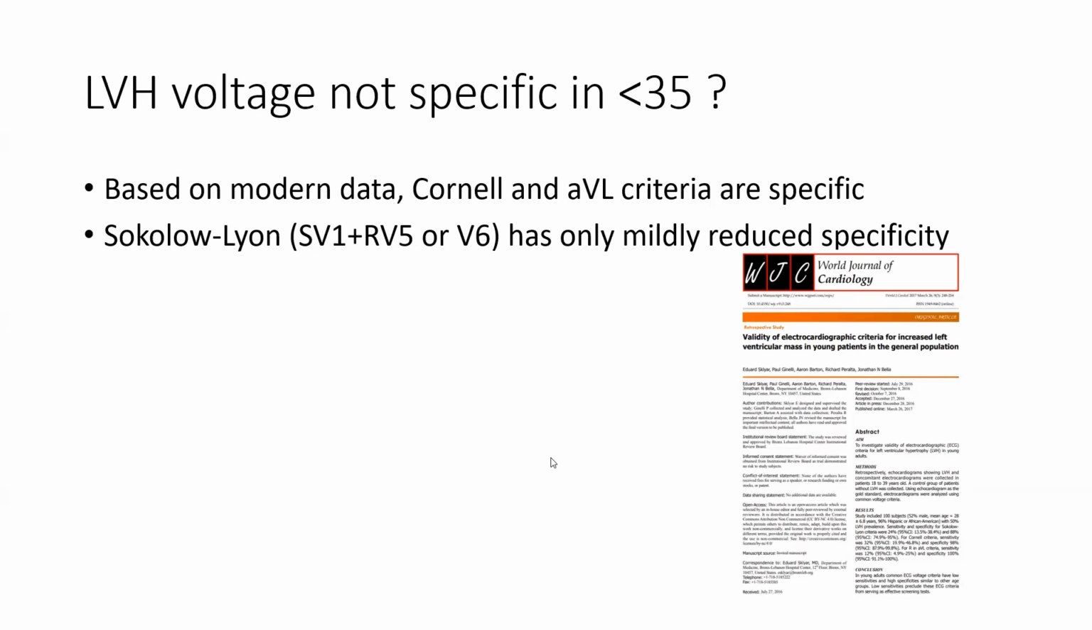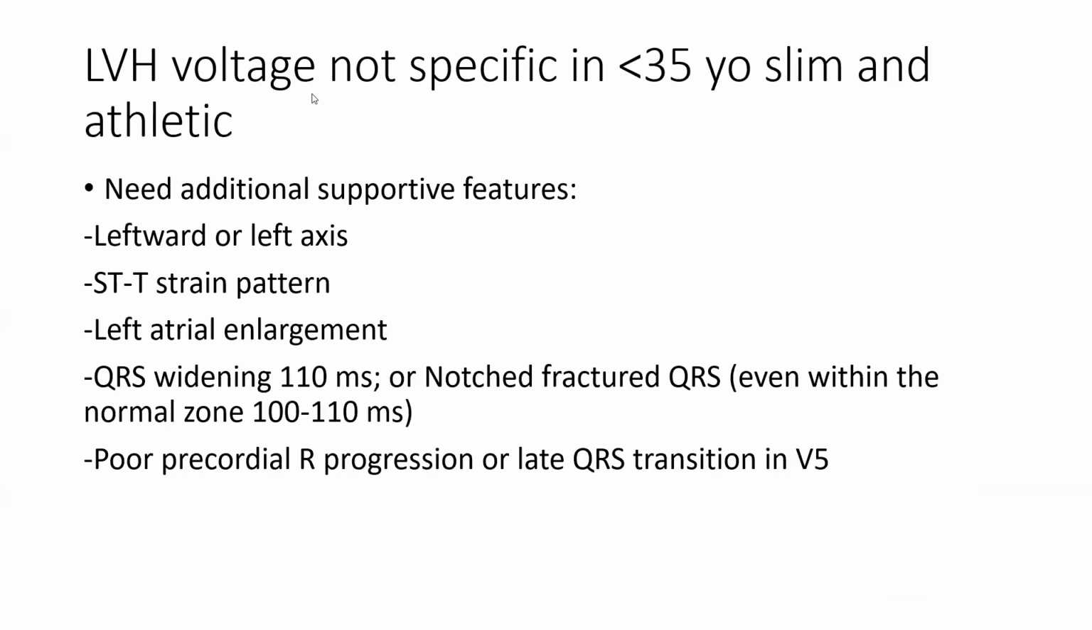This is partly because the younger population is becoming more obese, therefore more attenuation of the QRS voltage, and more LVH and more hypertension as well. Now, LVH voltage criteria are likely not specific in the young, less than 35, who is also slim and athletic. So in the young athlete, they are not specific.